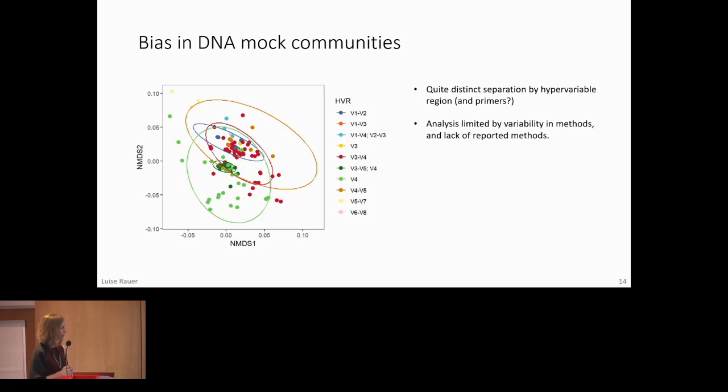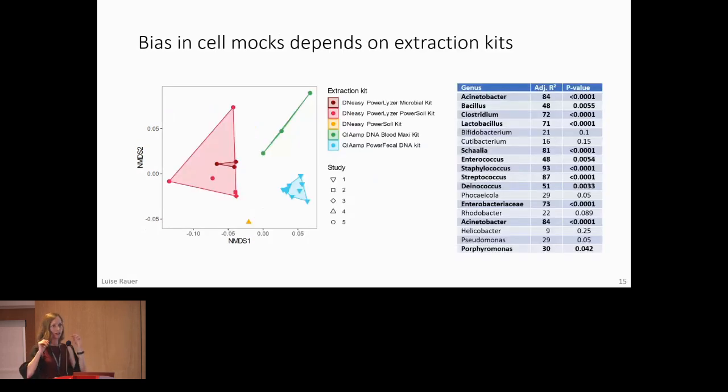However, when we look at the cell mocks, it looks a little better. So here we can clearly see that we have huge effects based on the extraction kits, and we can explain up to 93% of the variation for some of the genera just based on the extraction kit that was used.